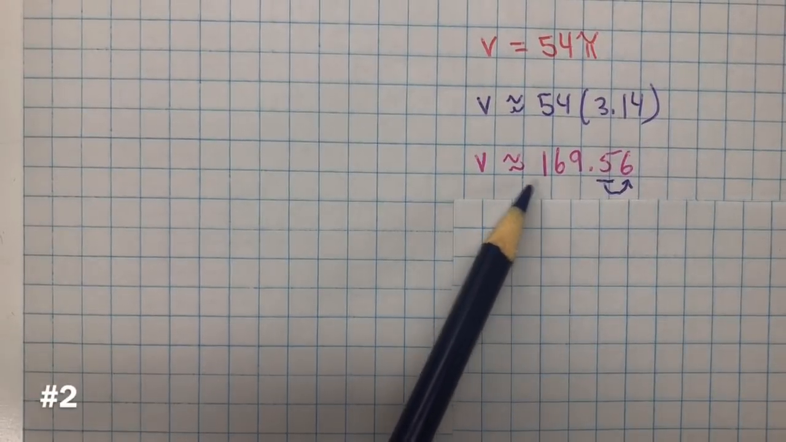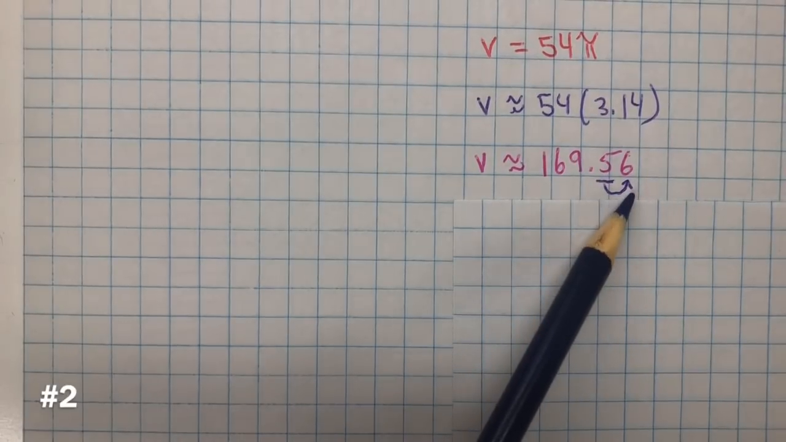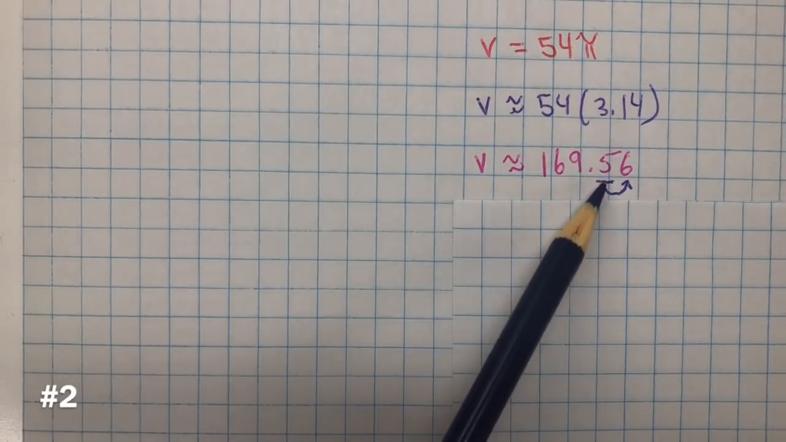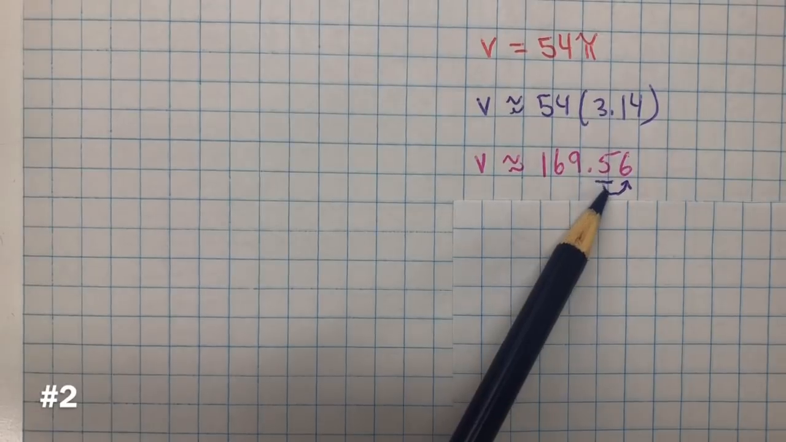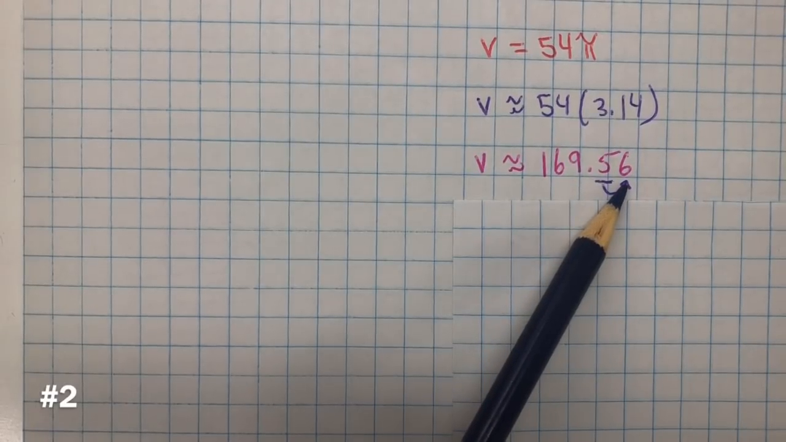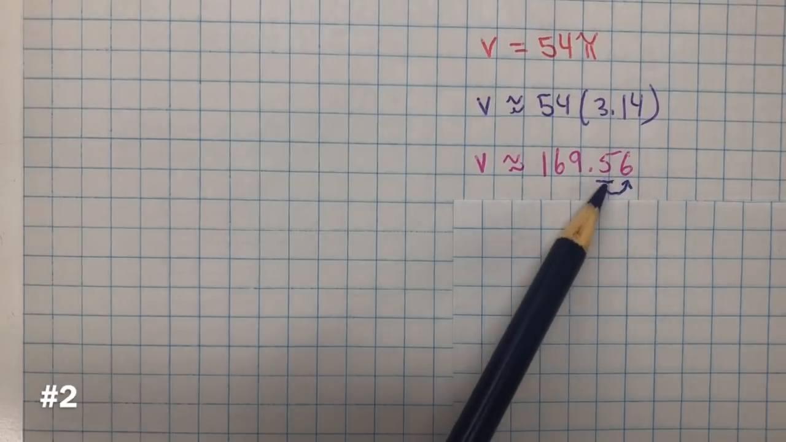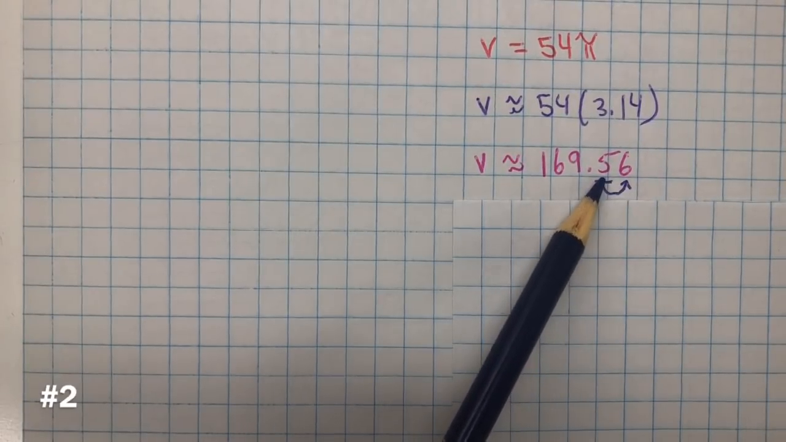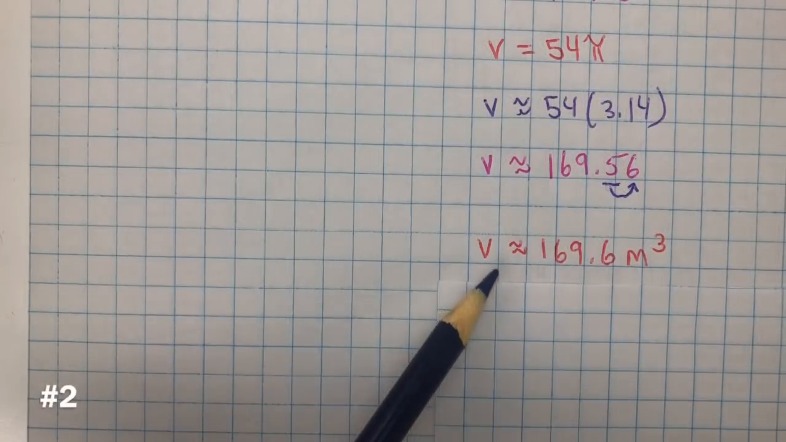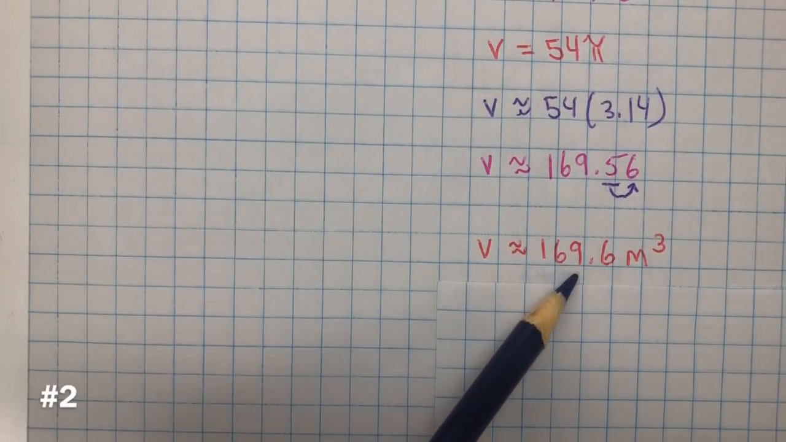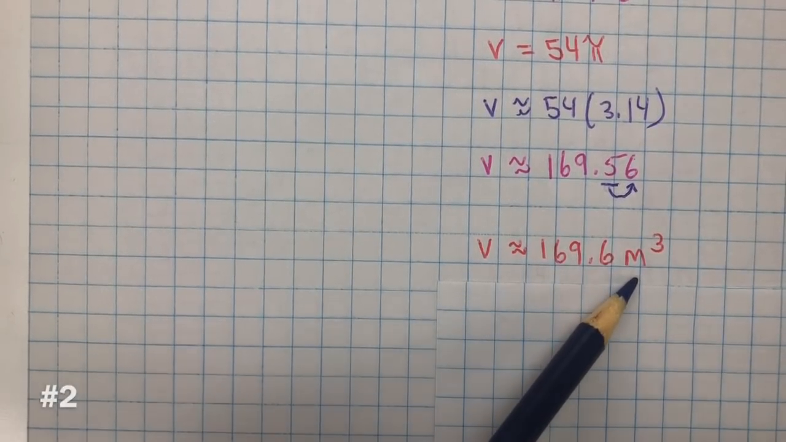Volume equals approximately 169 and 56 hundredths. We need to round to the nearest tenth, so we go to the tenths place. Go to the right. If that's 5 or higher, we round up. If it's 4 or less, we round down. So since this is 6, we're going to round up. So the volume is approximately 169 and 6/10 cubic meters.